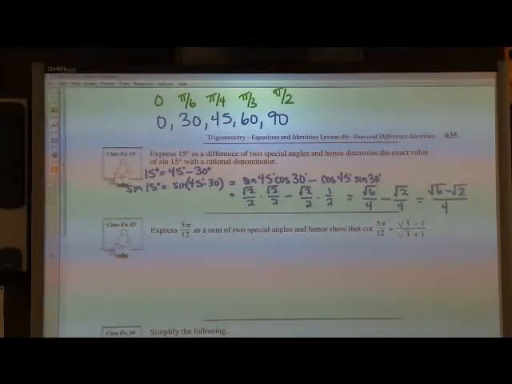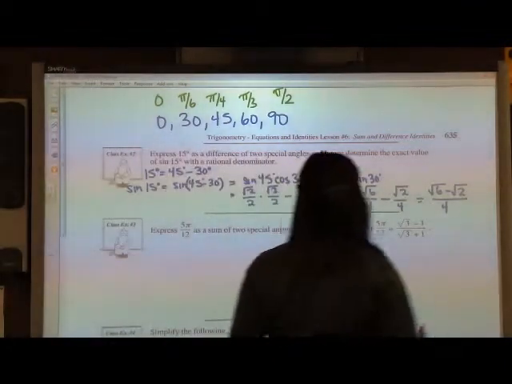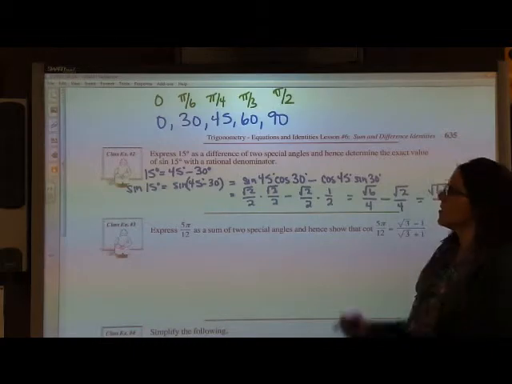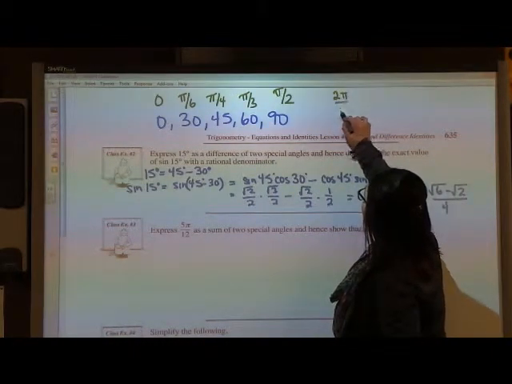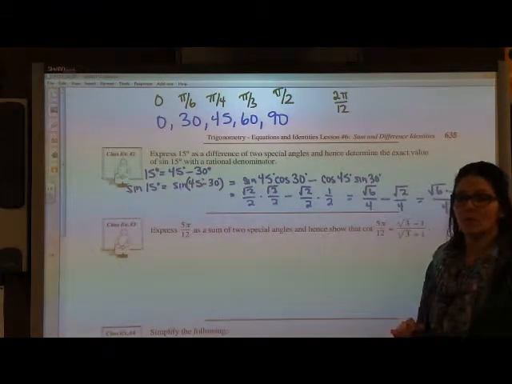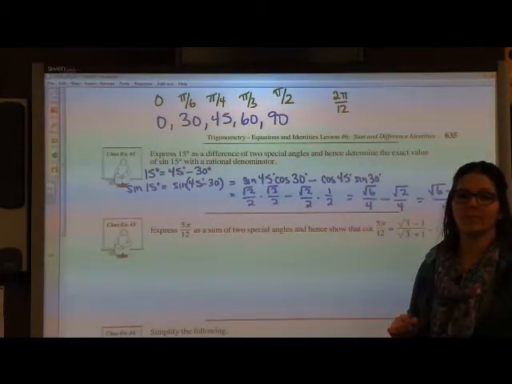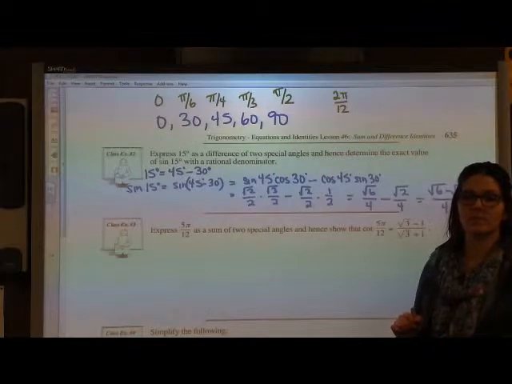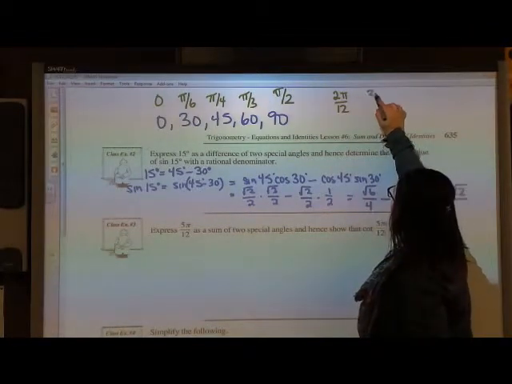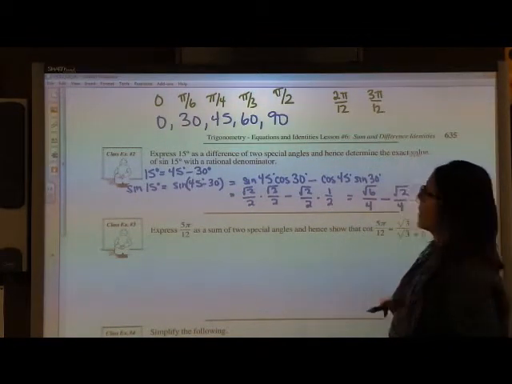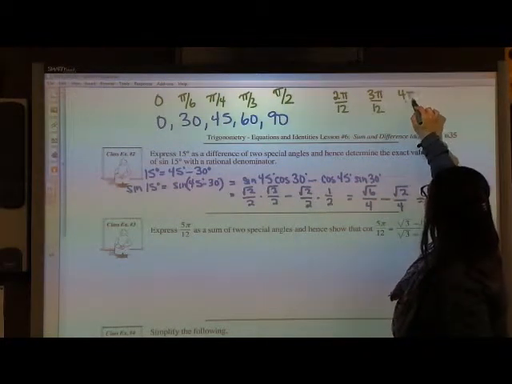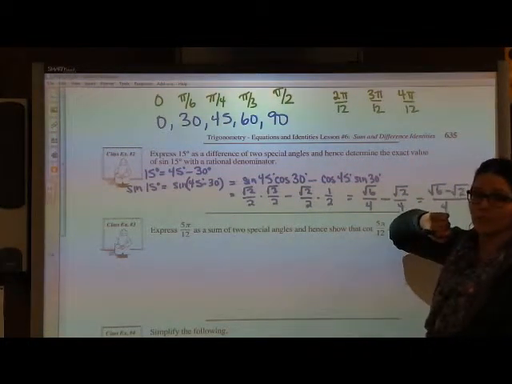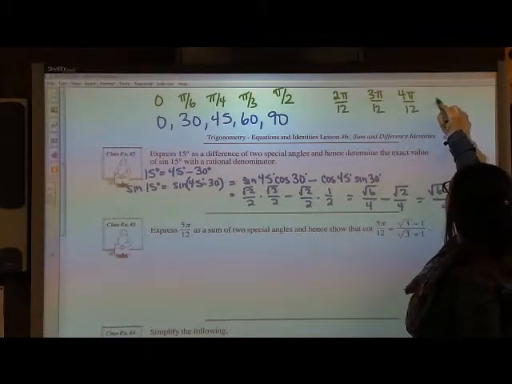12. So I can write everything as being something over 12. So pi over 6 becomes 2 pi over 12. What would pi over 4 become? 3 pi over 12. And pi over 3? 4 pi over 12. And pi over 2? 6 pi over 12.